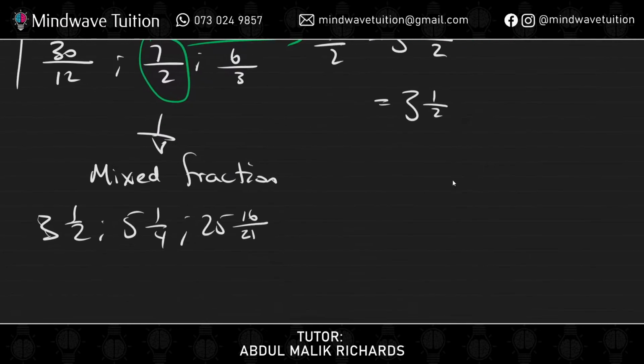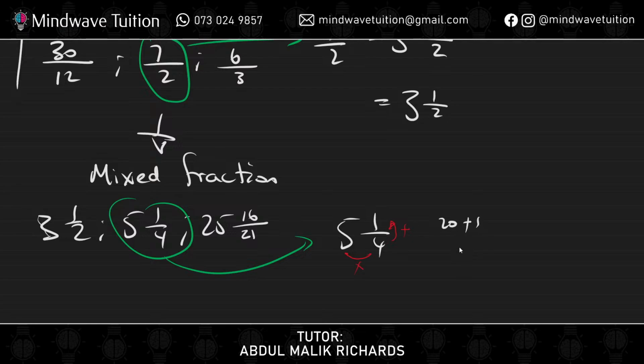So if we take, let's say, the 5 and a quarter over here, we can also write this as an improper fraction. So what you do is you take your whole number 5 and you multiply it with the denominator, and that answer you will then add to the numerator. So 5 times 4 will give us 20, and we add that to the numerator, which is 1, and again the denominator will stay the same. So 20 plus 1 is equal to 21 over 4.